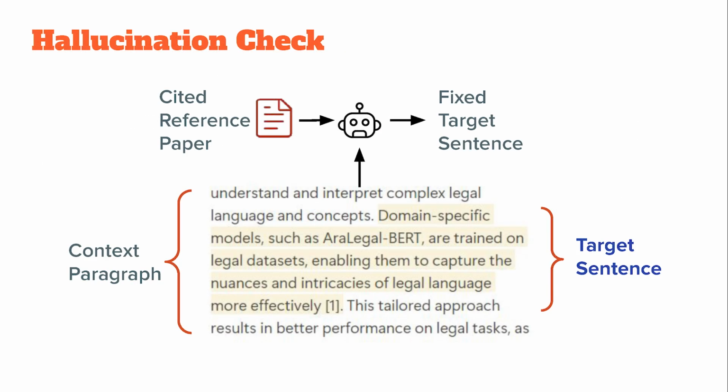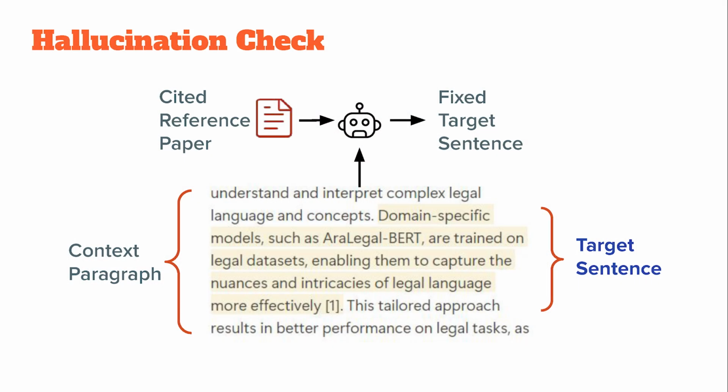The next part is the hallucination check. The hallucination agent will identify the target sentence, which is a sentence containing citations, and then check the correctness of the citation. The process is that it will feed the contents of the paragraph along with the full content of the cited reference paper to the agent, and it will identify whether the citation is correct or not. If there are any errors, it will correct them.